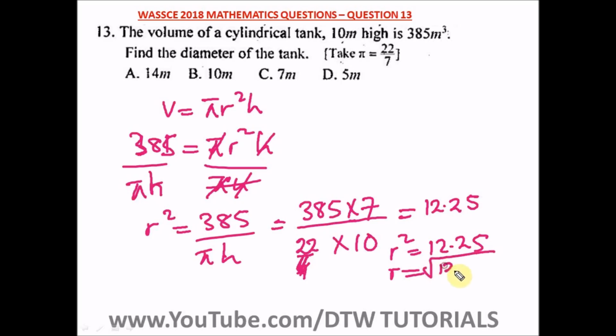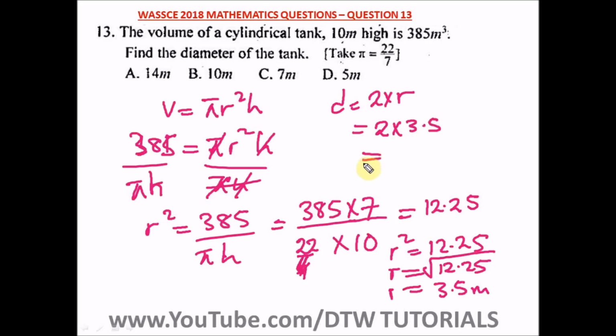And what's the square root of 12.25? We're going to get 3.5. So r is equal to 3.5 meter. But our question says find the diameter of the tank. And what is the diameter? Diameter is equal to 2 times r. So this will be 2 times 3.5. And what is 2 times 3.5? It will give us 7. So our answer is 7 meter. And our right option here is option C.